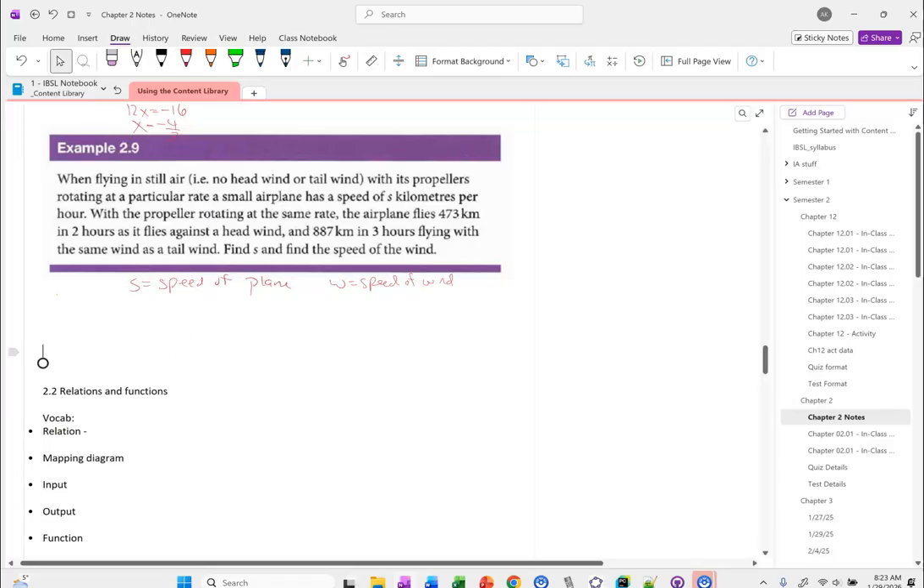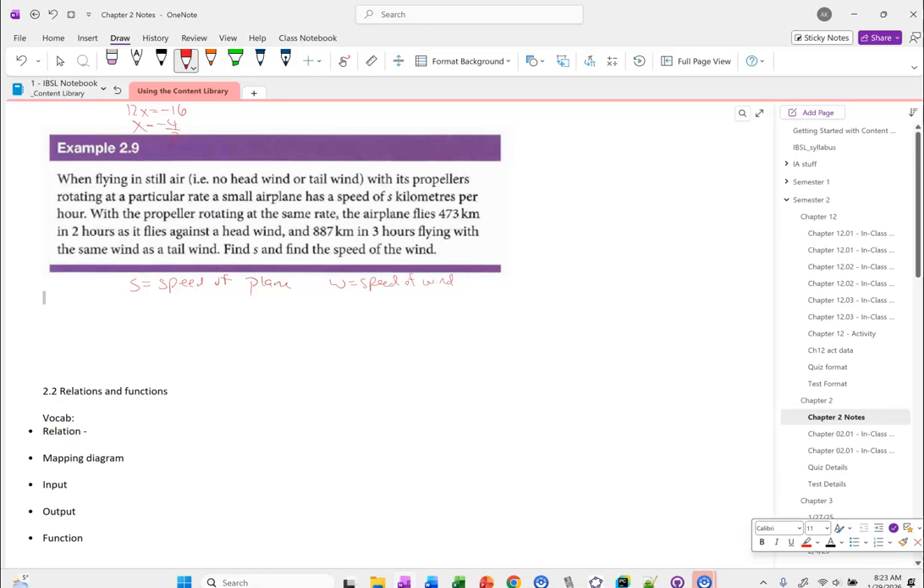So I'm looking for the speed of the plane, and I guess that's like in still air, right? And then the speed of the wind. So far, so good? Okay.